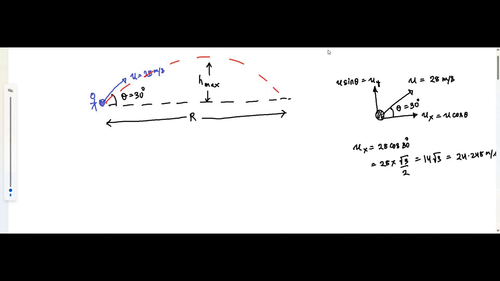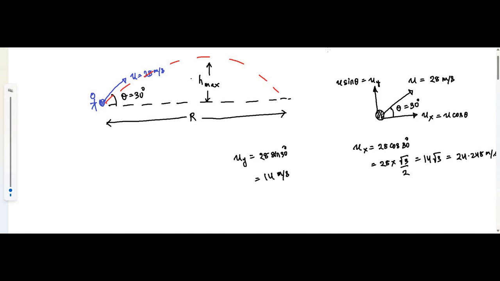Okay. Then uy, the vertical component of the initial velocity, is equal to u sin theta, which is simply 28 sin 30 degrees. Sin 30 degrees is 1 by 2, so that is equal to 14 meter per second.